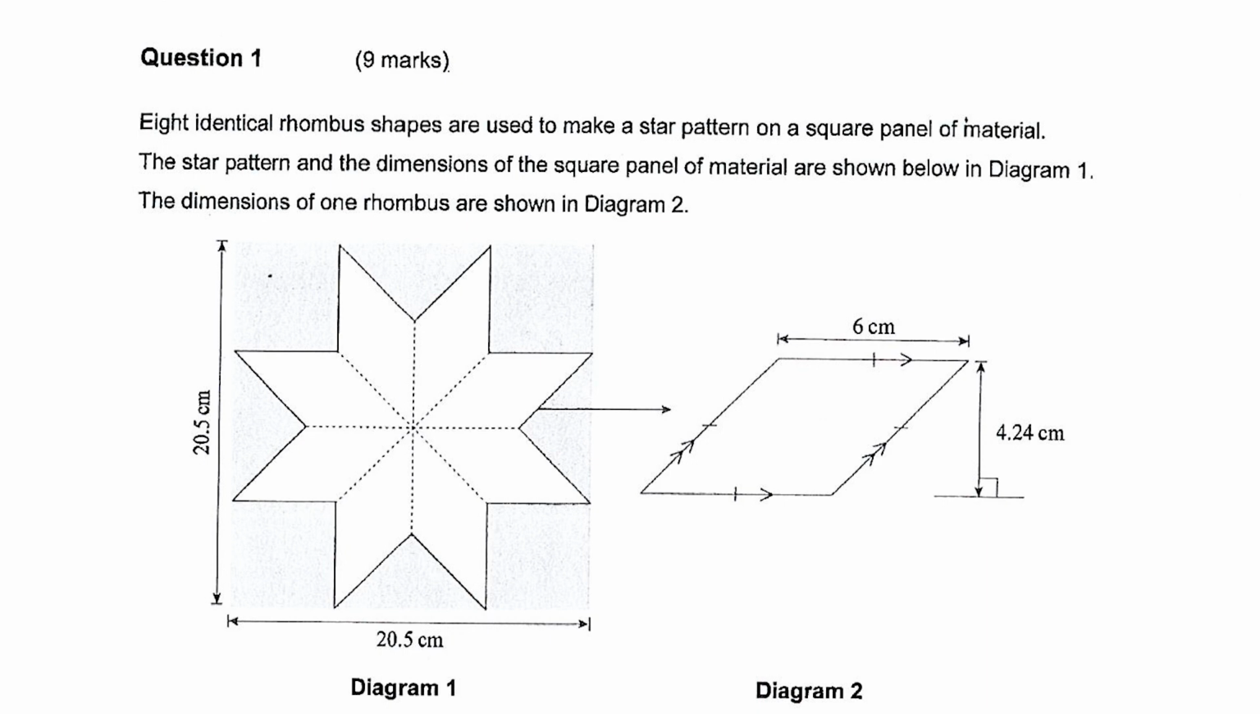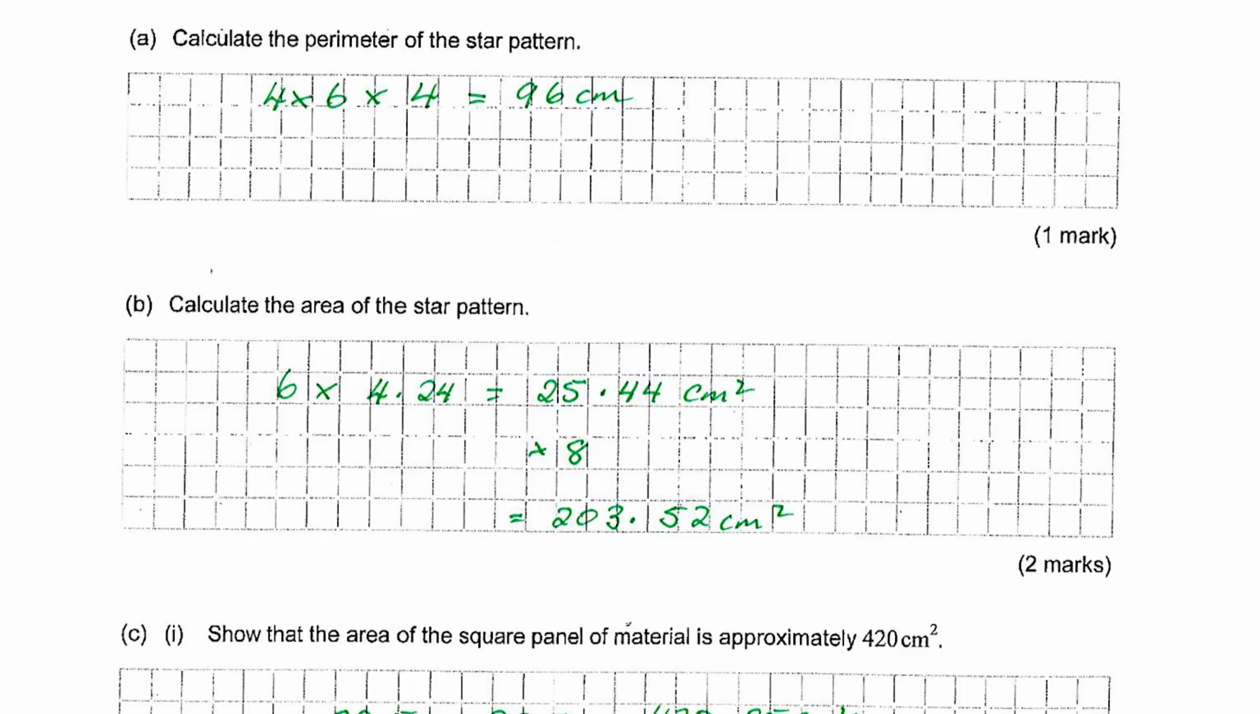So for the first one there, just looking for the perimeter of the star. 16 times 6 equals 96 was basically how most students did that. 6 plus 6 plus 6 plus 6 continuously was not uncommon and gets you the answer, so that's completely fine. And then the area of the star pattern. The area of one rhombus was generally found first, and that multiplied by 8 was done pretty well, so that was pretty good.